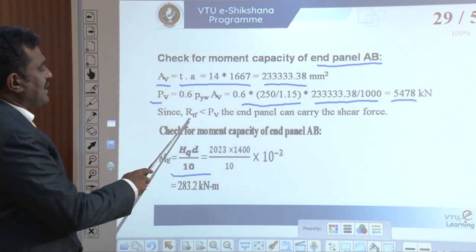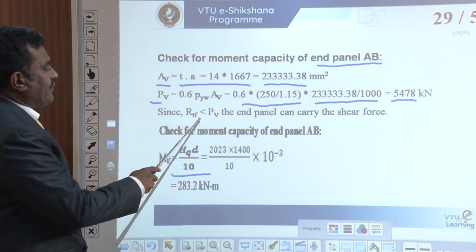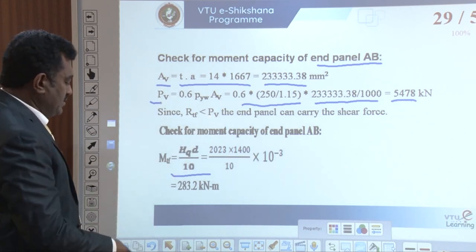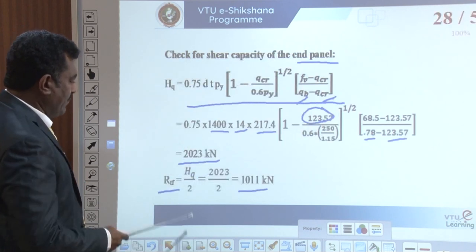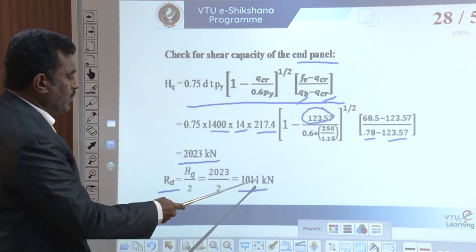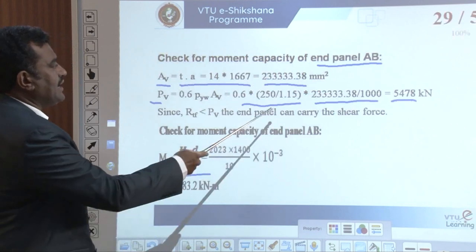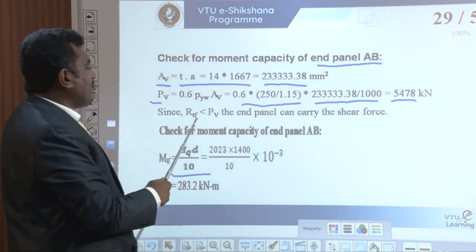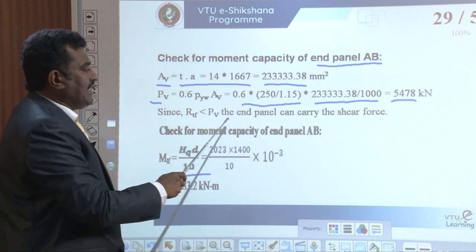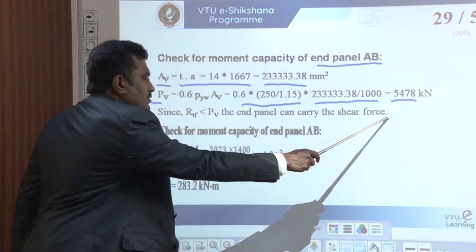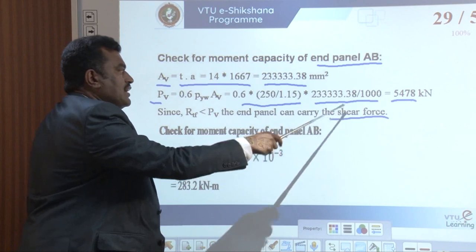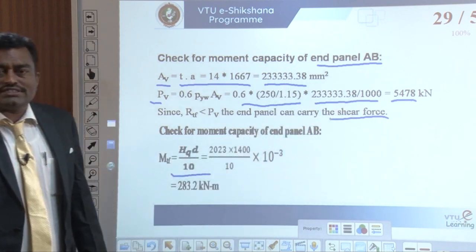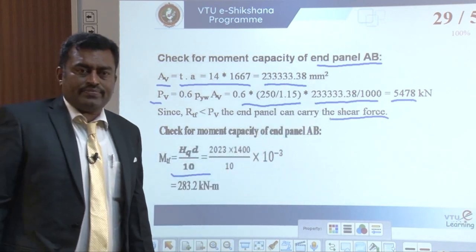Since RTF, which is 1011, is smaller than PV, which is 5478, the end panel can carry the shear force. From this, we know the shear force is carried by the end panel.